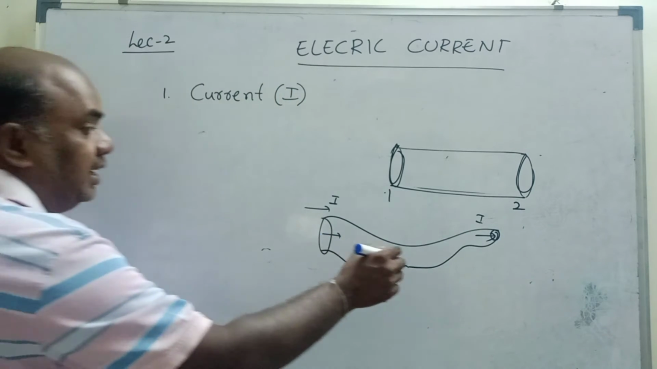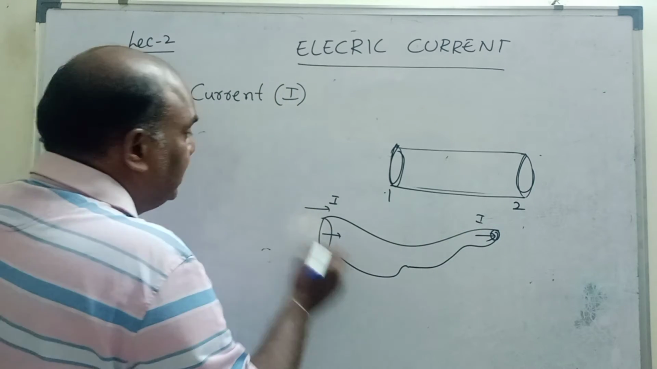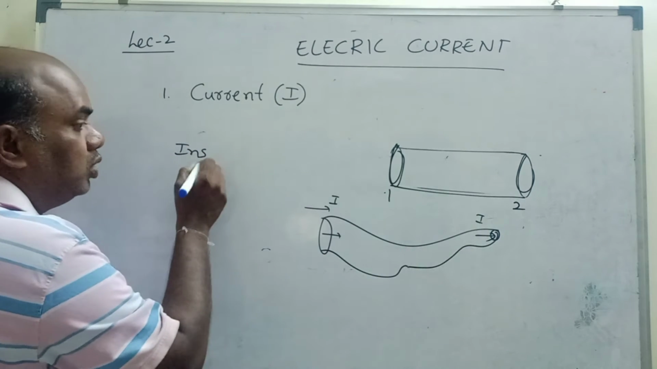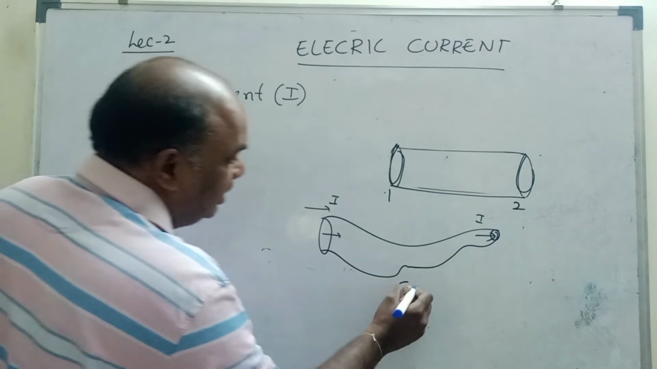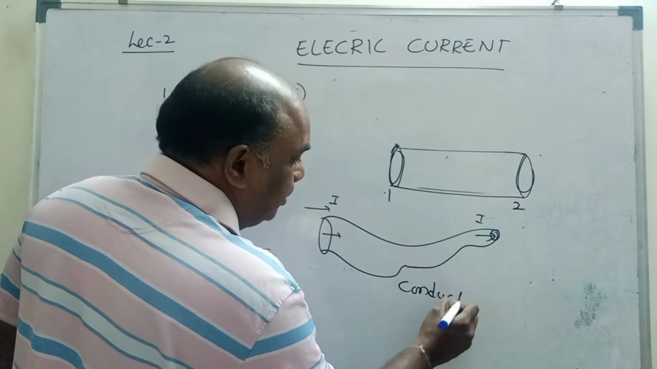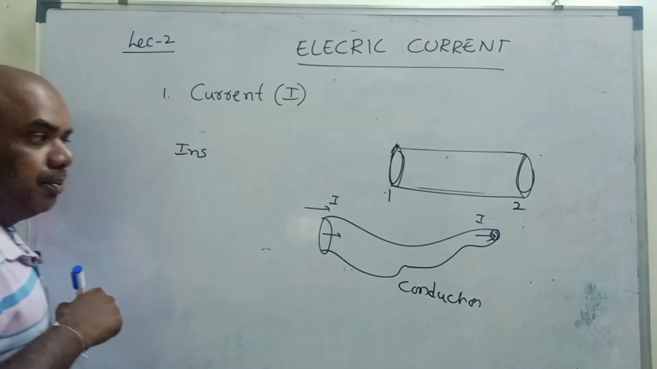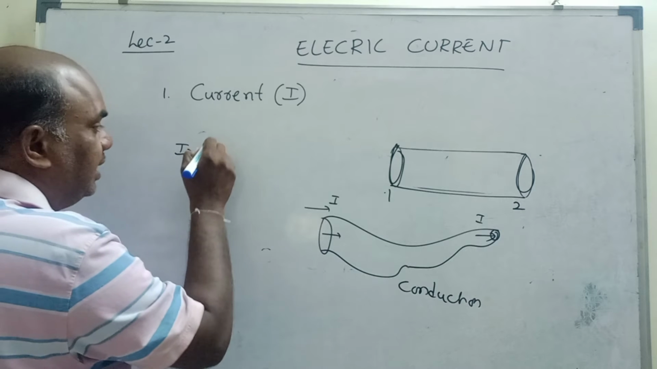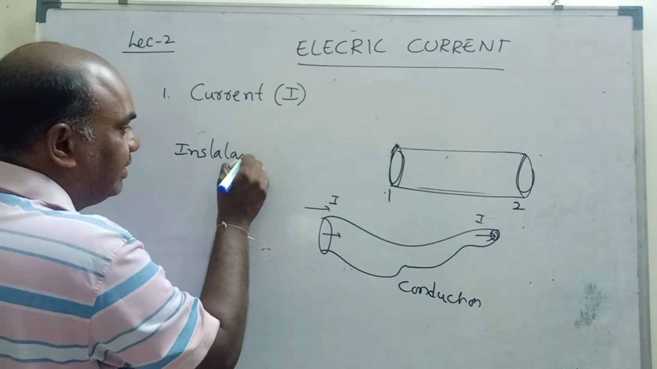To find the current in that case, we call it the instantaneous current. If the area of cross section is not uniform, this is a non-uniform conductor, there is no proper shape. For this kind of conductor you can find the current, and that current is called instantaneous current.